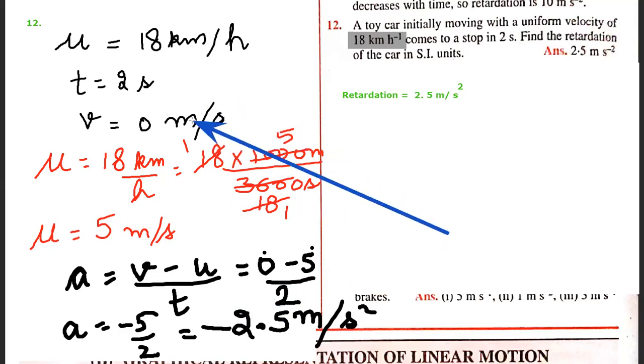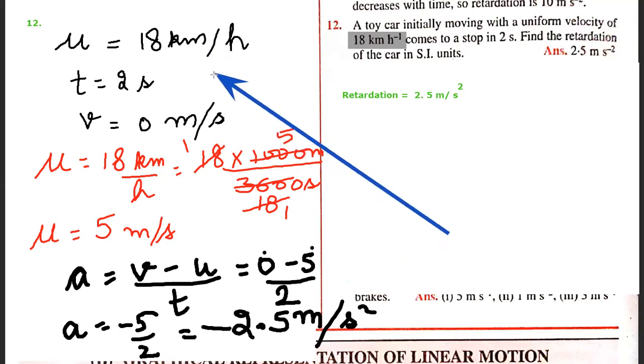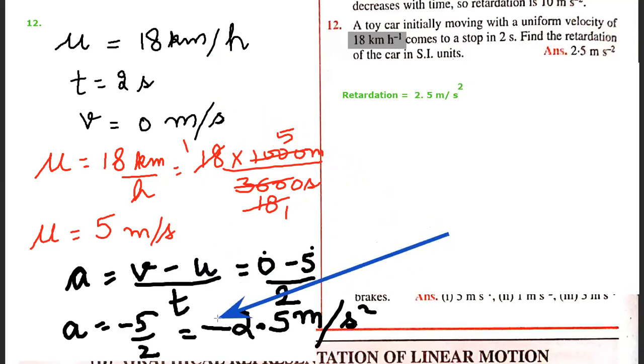Since our speed is decreasing, we are applying brakes, we are reducing the speed. Whenever we are reducing the speed, our acceleration comes out to be negative. And negative acceleration is also known as retardation or deceleration. So what is negative acceleration? Negative acceleration is known as retardation. Very good, students. So you can note down the answer.